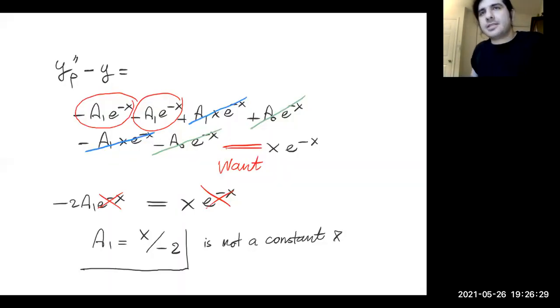Okay, so one answer is that, well, it doesn't matter if it's not constant. Why do we need it to be constant? We found some A1. Isn't that enough? We found some A1 and we can just write A1 to be x over minus 2.